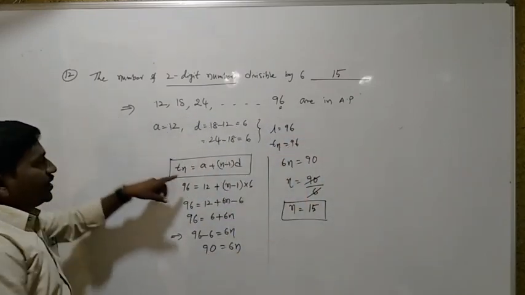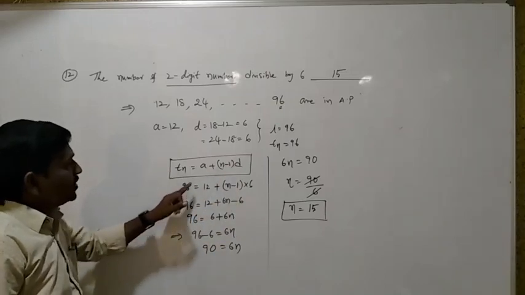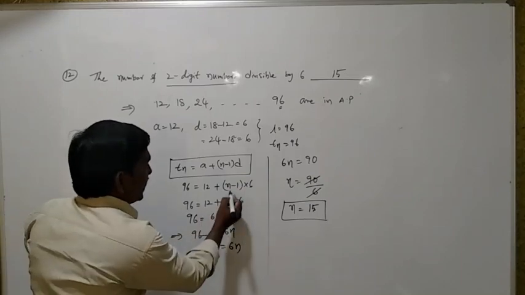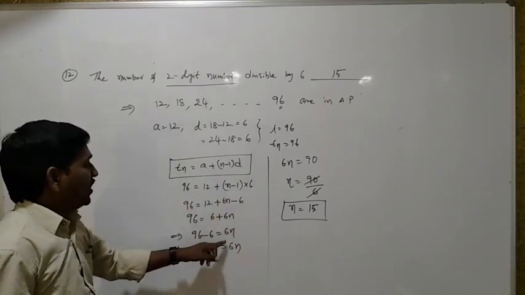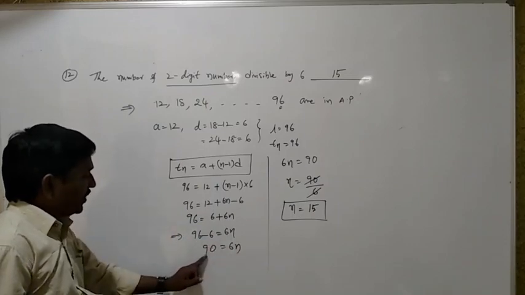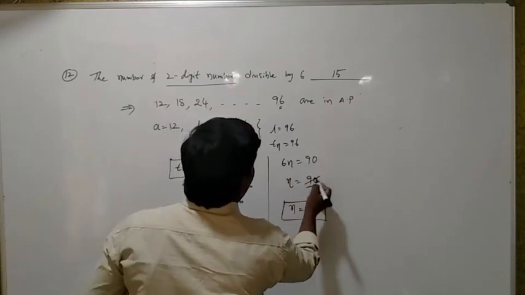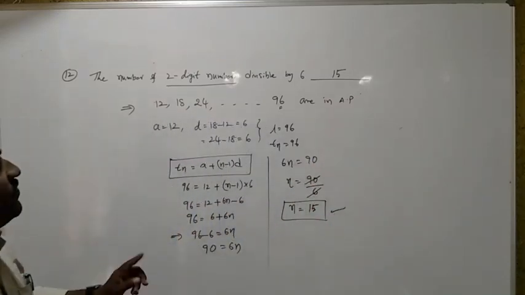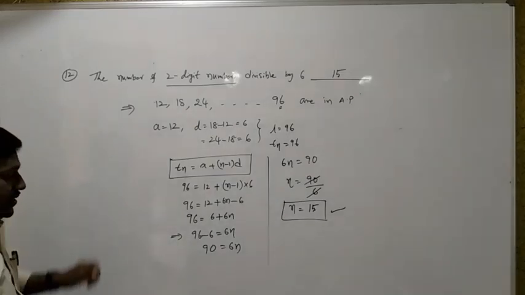We have the formula Tn equal to a plus n minus 1 into d. Tn equal to 96, a equal to 12 plus n minus 1 into 6, 12 plus 6n minus 6. 96 is equal to 12 minus 6 plus 6n, and the transposition is completed. 90 equal to 6n, and 6n equal to 90, n equal to 90 by 6 equal to 15. So how many numbers are there? Only 15 numbers are there, which are two-digit numbers divisible by 6.